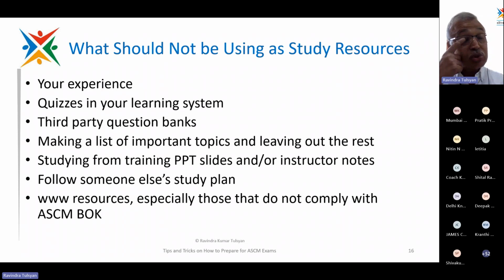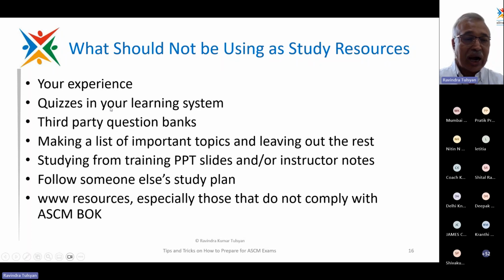The terminologies used in APICS may be different, so be careful about blindly using your experience. Now some people want to learn through quizzes, so they don't learn the reading material. They start taking quizzes, answers and so on, and they want to learn through quizzes. That is not a correct way of doing it.